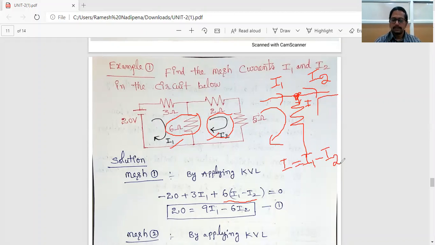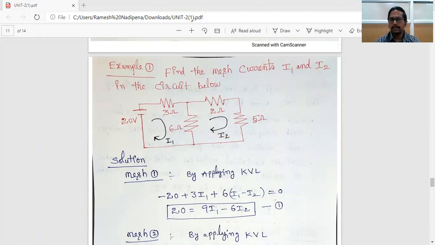Okay. So 6 into I1 minus I2 equals 0. This is the KVL expression. Right? So this is the theoretical explanation. But here, there is no need to assume or calculate each and every time. Not required.